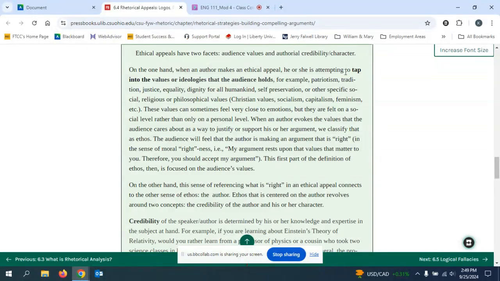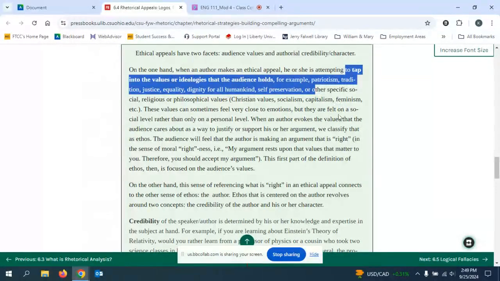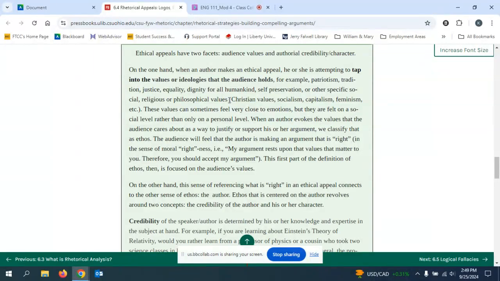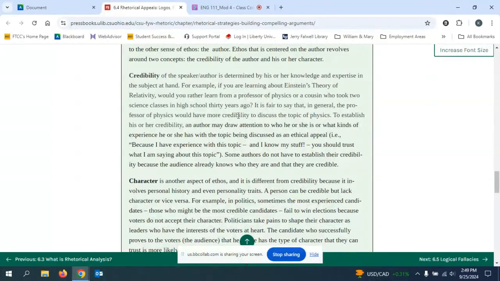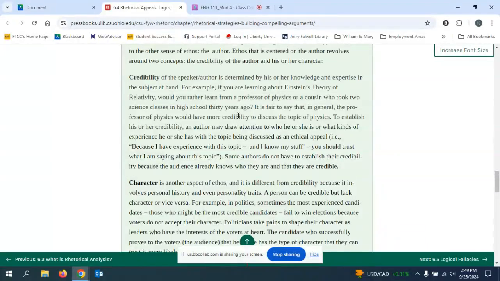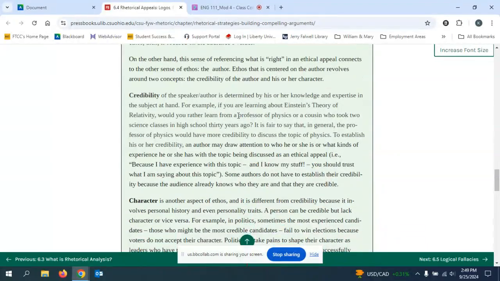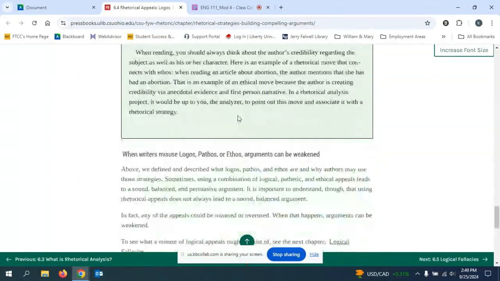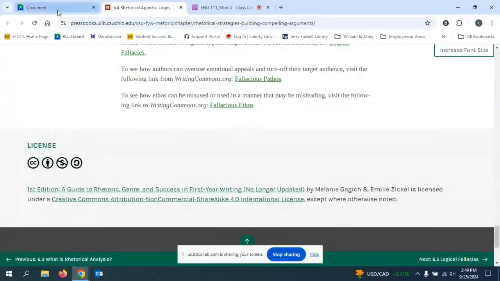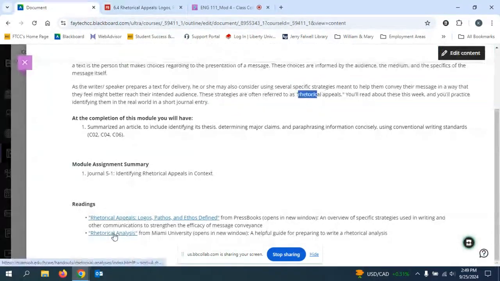Now to do that, sometimes that means they have to tap into the values or ideologies that the audience holds, like their sense of patriotism, their sense of tradition or justice and so forth, their values. But you really have to then extend yourself as the speaker, as the person who has the inside scoop on those values, who knows something a little bit more, who should be listened to. So make sure that you read this webpage carefully. And there's another one here about rhetorical analysis for you to take a look at as well.